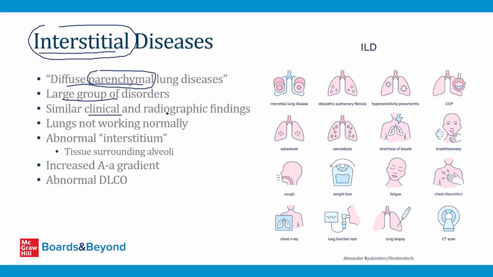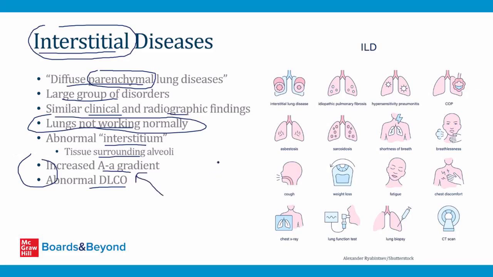They have similar clinical and radiographic findings. And importantly, the lungs are not working normally. The problem is in the interstitium, which is the tissue surrounding the alveoli. And because the lungs aren't working normally, these patients will have spirometry that indicates restrictive lung disease, but they will also have an increased A-a gradient and an abnormal DLCO. And this is different from poor breathing mechanics. Those patients will have evidence of restrictive lung disease on spirometry, but these measurements right here are totally normal.